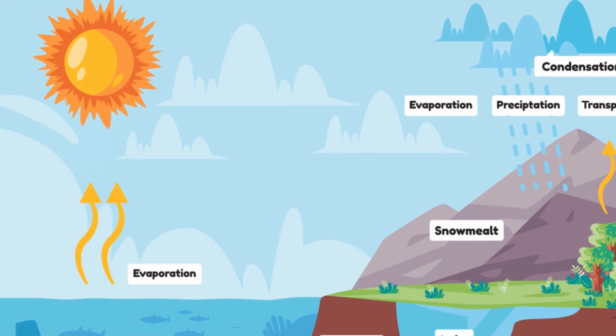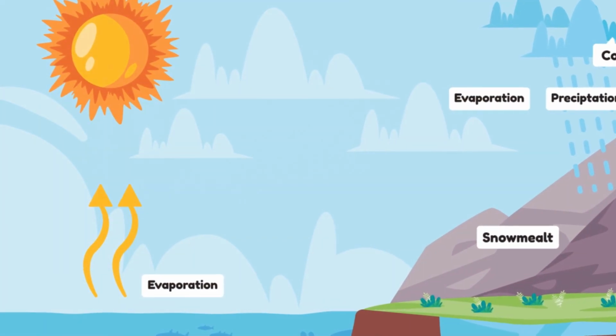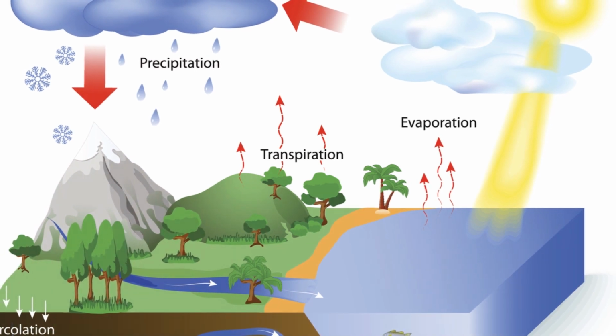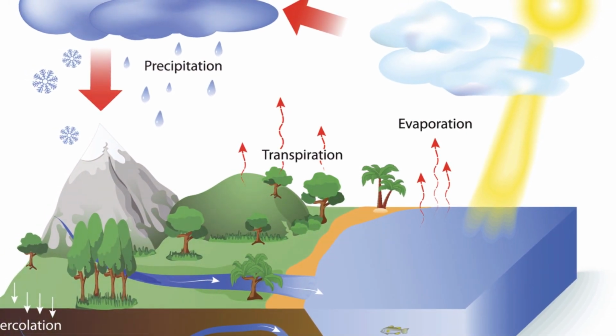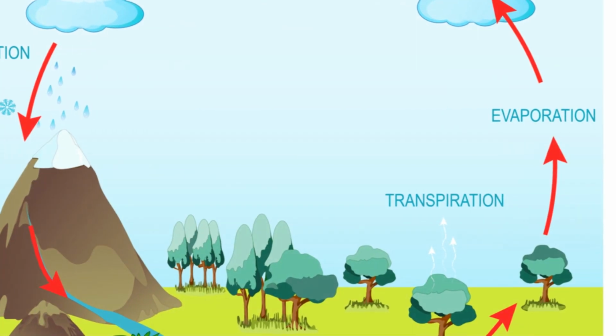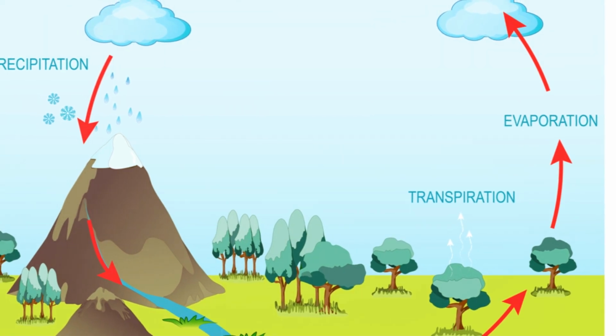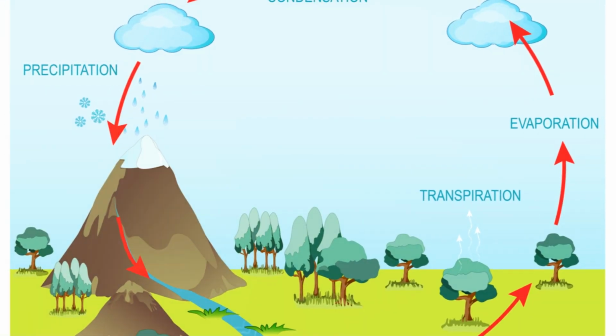But how does all this moisture end up in the atmosphere in the first place? Enter the water cycle, the Earth's very own recycling system. This continuous process is driven by the heat of the sun, causing water to evaporate from the Earth's surface. This water vapor then ascends into the atmosphere, where it cools and condenses to form clouds.